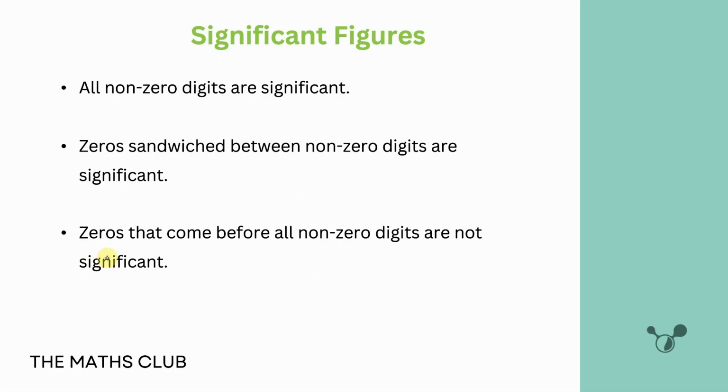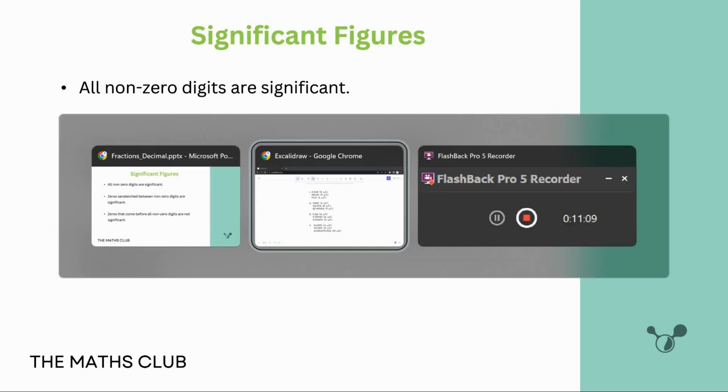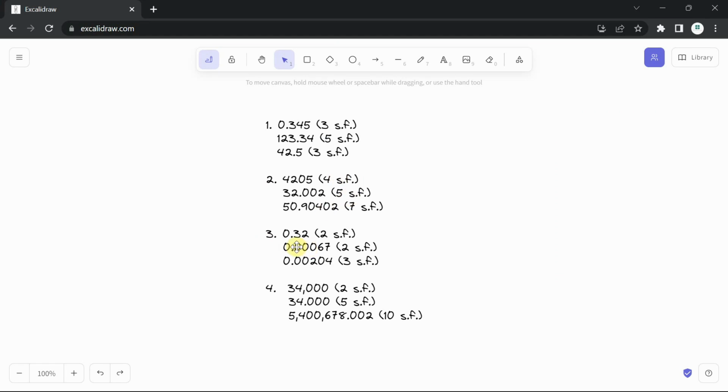Now, it says zeros that come before all non-zero digits are not significant. Zeros that come before all non-zero digits. So in the case where we have 0101, that 0 at the front is not significant. Let's look at another example. Look at this. We have 0.32. You can see this 0 here is not significant. The significant figure starts from the non-zero.